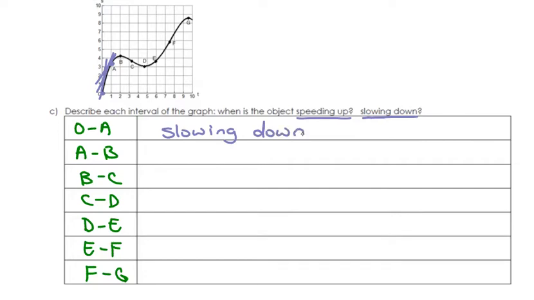Okay, now from A to B, you are going to continue slowing down because you know at B it's going to be flat. This is a slope of 0. Right? So we're going to say slowing down again. And eventually at B, you're going to come to a stop.